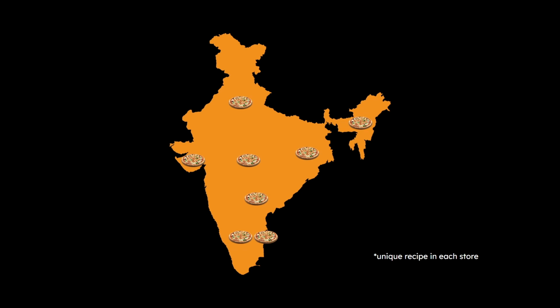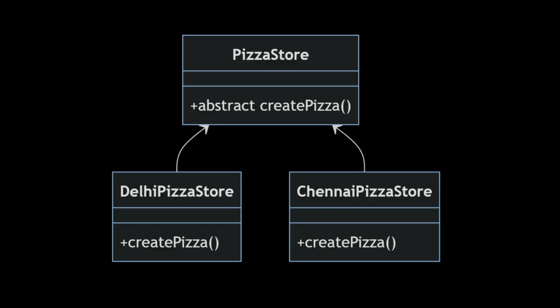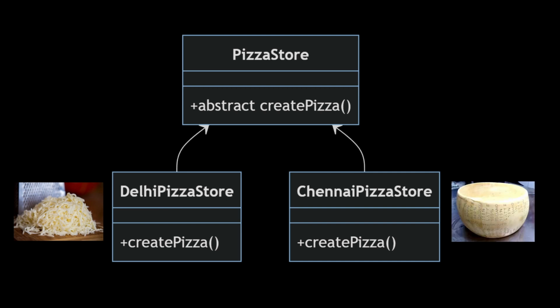In this case, the pizza store is a creator class. The factory method would be create pizza, and concrete creators will be the stores at different locations. Let's assume that the Delhi pizza store uses mozzarella cheese and the Chennai pizza store uses Parmesan cheese. We can simply write the code in this way.